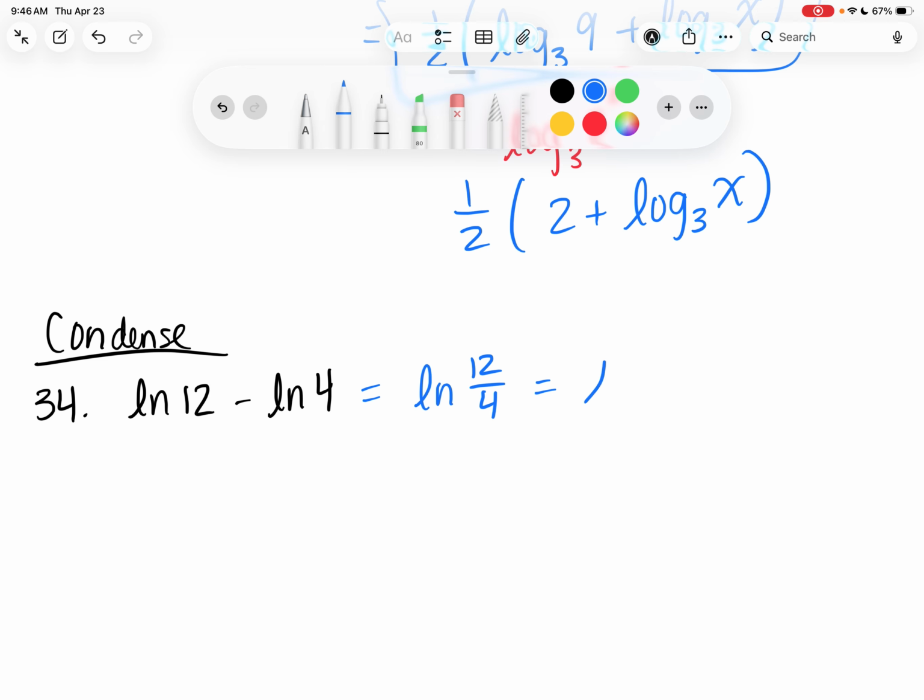So ln of 3. We won't be in trouble if we reduce. I always reduce. That's good. Like, I get problems wrong for reducing when I'm not supposed to.